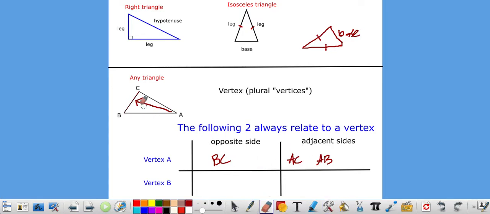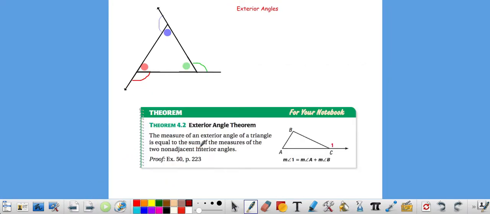However, if we were talking about vertex B, the side opposite B is AC, and the sides adjacent to B are CB and BA. So adjacent means next to; the sides next to that angle or that vertex. And opposite would be the side that's not touching it. We have a couple theorems relating to the angles of a triangle.